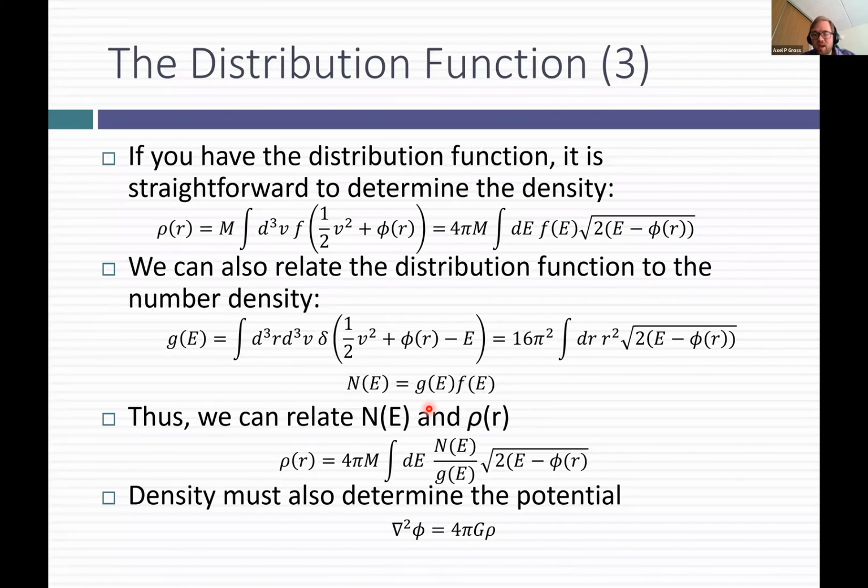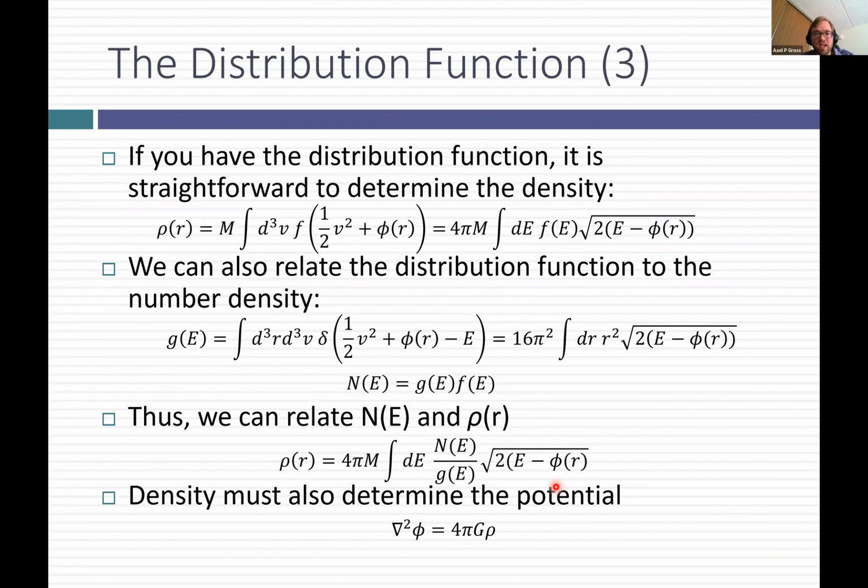So this is not as straightforward to solve as it perhaps looks. I will remind you that in this integral, you have the potential, and the potential determines the density. The density obviously determines the potential. So this is really an integral differential equation that has to be self-consistently satisfied. So how do you actually take your NFW density and access the energy distribution N of E?